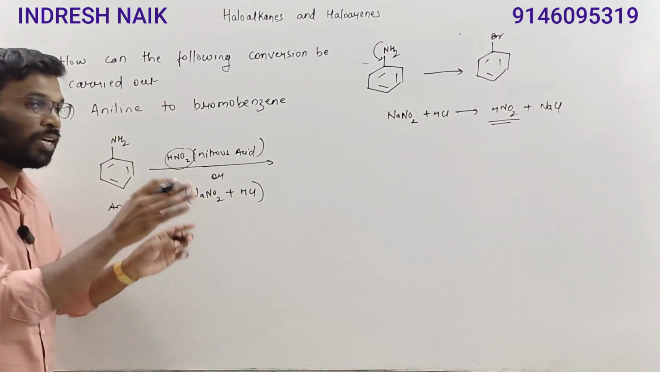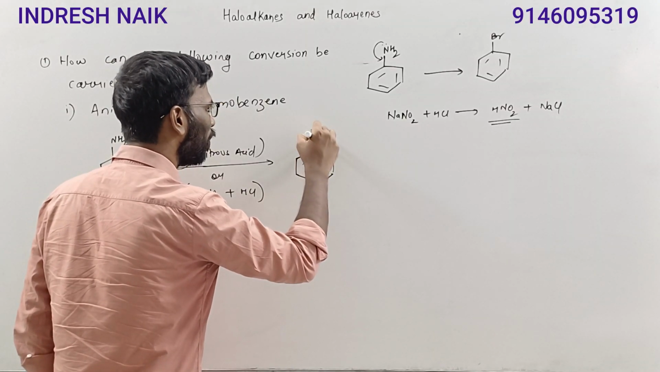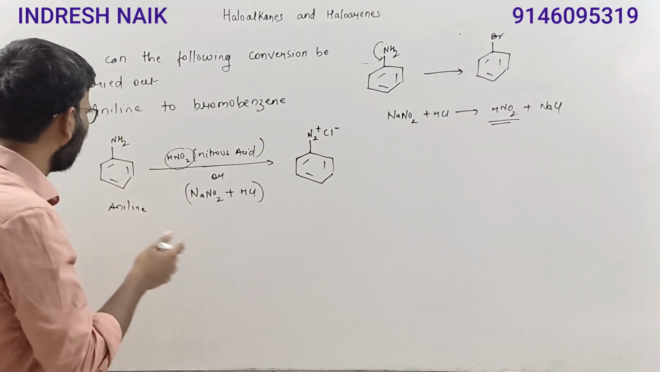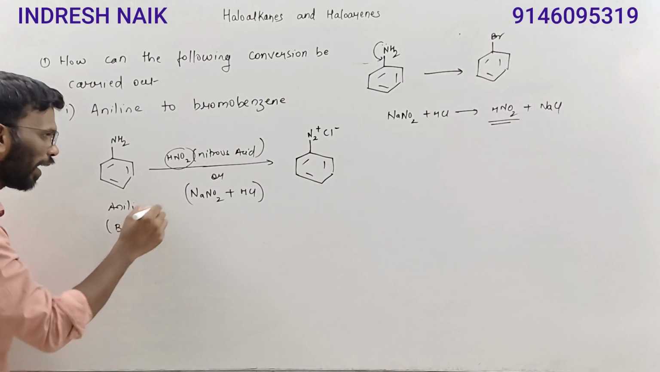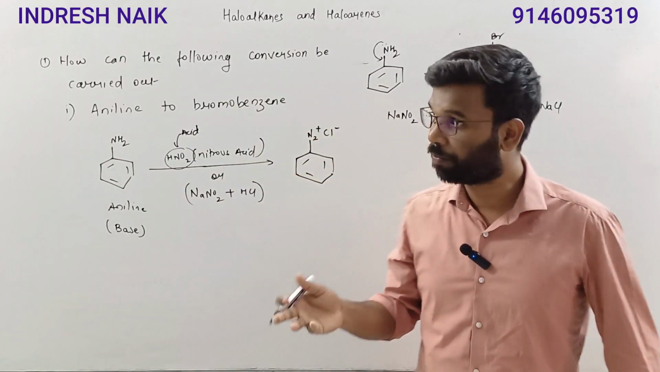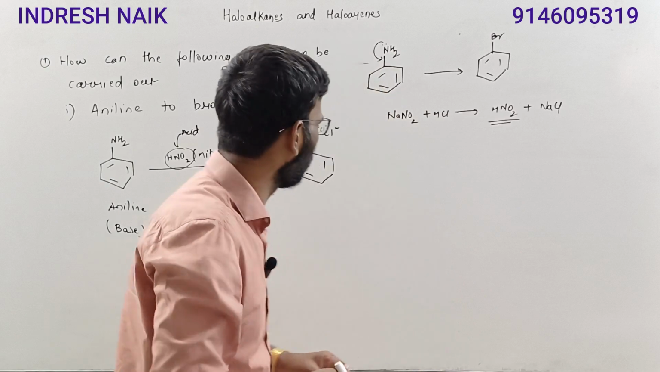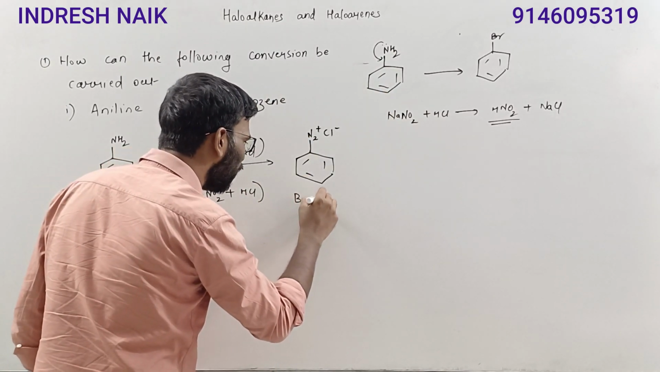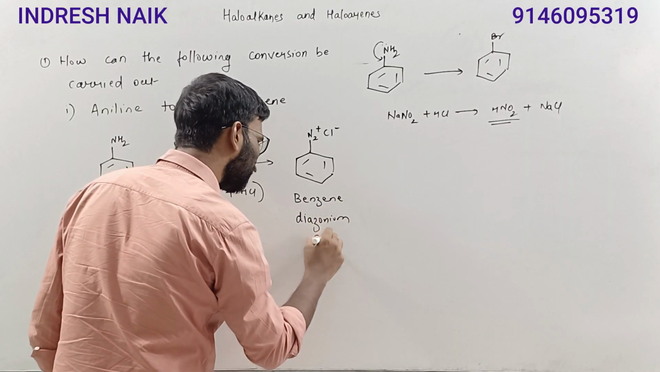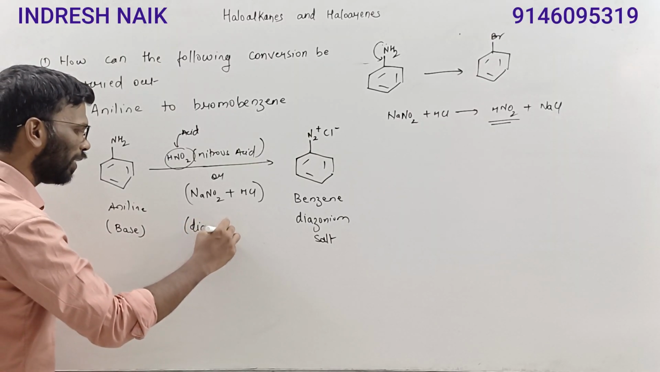So this will prepare a benzene diazonium salt. Now, this is a salt. You can think of it this way: aniline is a base, you know this, and this is an acid. This is a kind of acid-base reaction. It will help you to remember this reaction. Whenever acid and base react, what do you get? You get a salt. And what is the salt we are getting over here? It is benzene diazonium salt, right? This process from here to here is called diazotization.